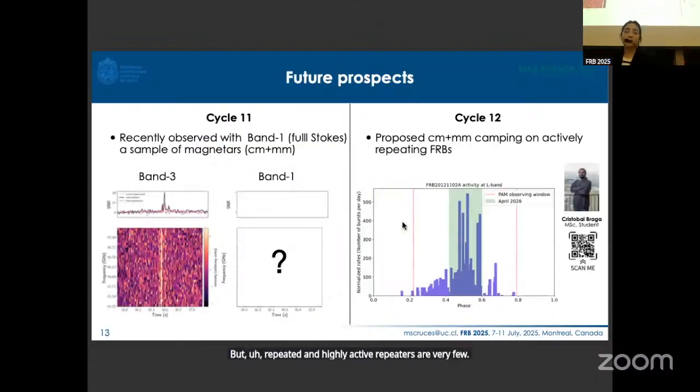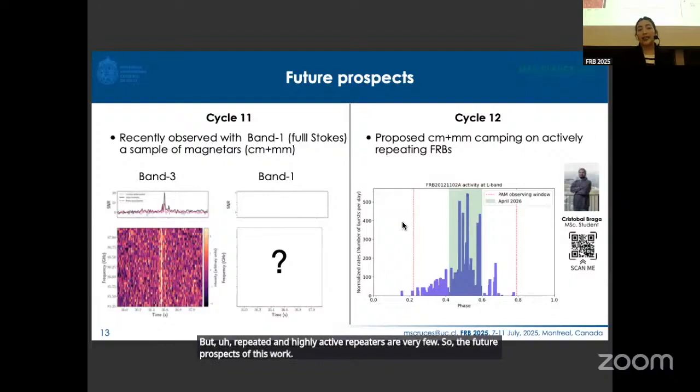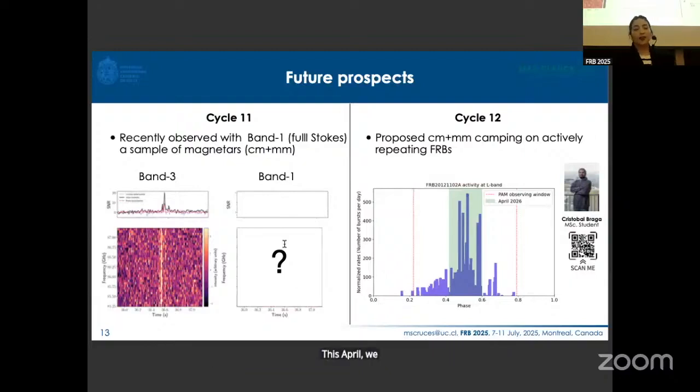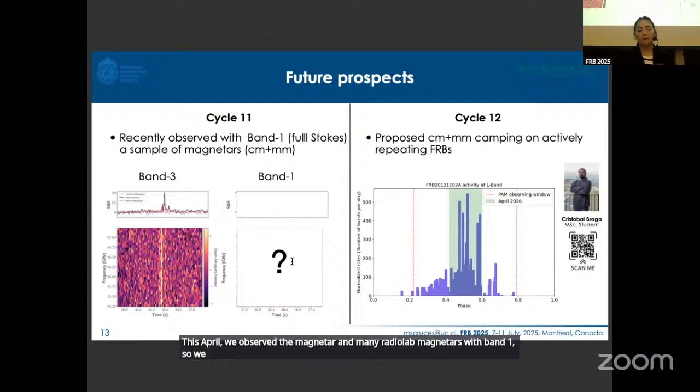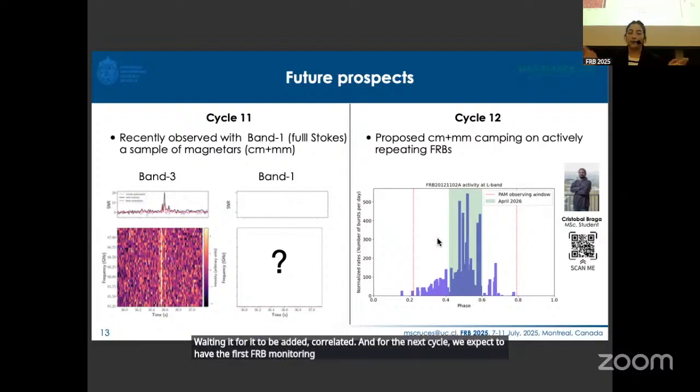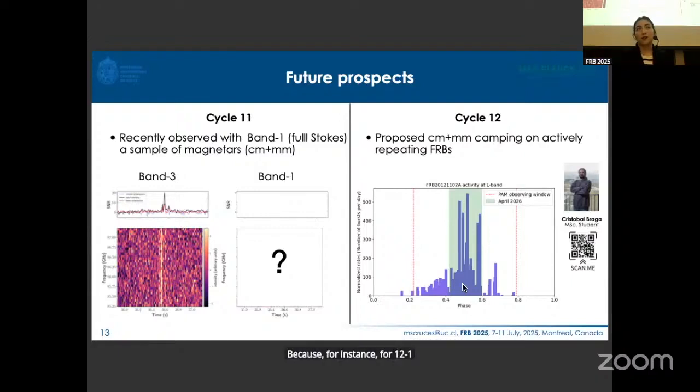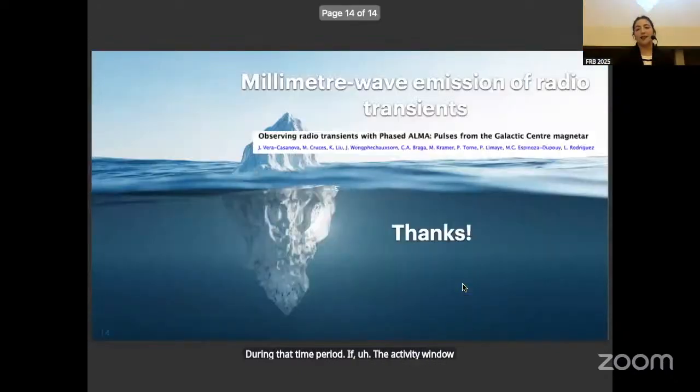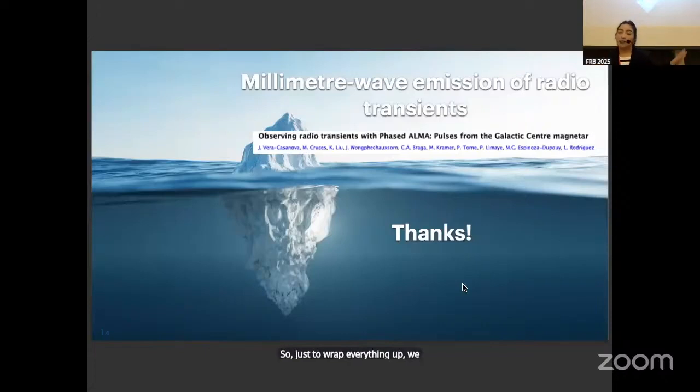So the future prospects of this work: this April, we observed the magnetar and many radio-loud magnetars with band 1. So we are waiting for the data to be added and correlated. And for the next cycle, we expect to have the first FRB monitoring campaign, if everything is accepted. Because for instance, for 121102, we expect the source to be highly active during that time period, if the activity window indeed applies.